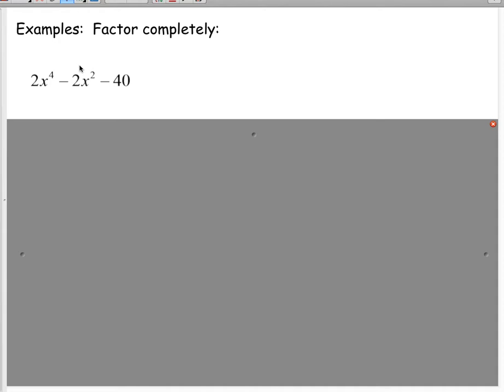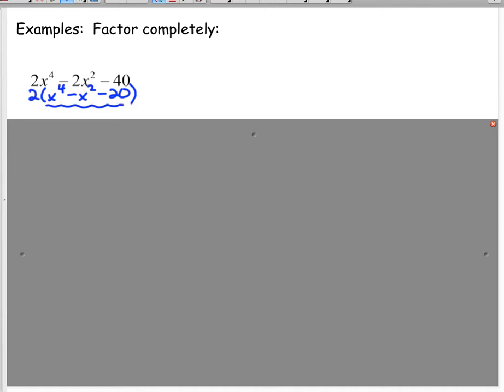So let's do some examples together. The first one says factor completely. All right, if you're taking notes, you might look back and say, okay, what was the first step in factoring? And the first step in factoring was to look for a common factor. Each one of these terms has a 2 in it, so I'm going to take that out. And when I do so, I now have 2 times the quantity x to the 4th minus x squared minus 20. Now I can keep factoring.